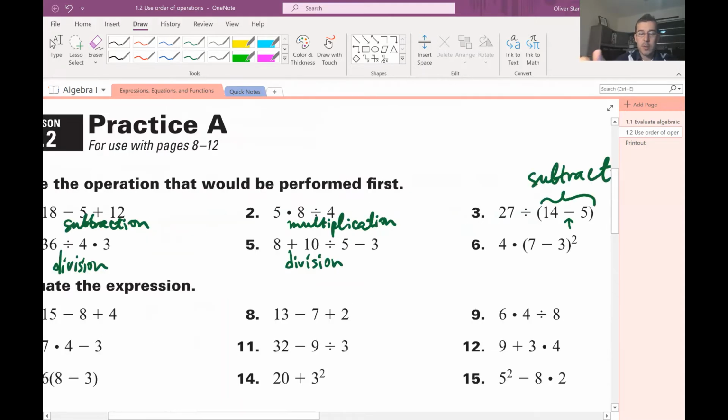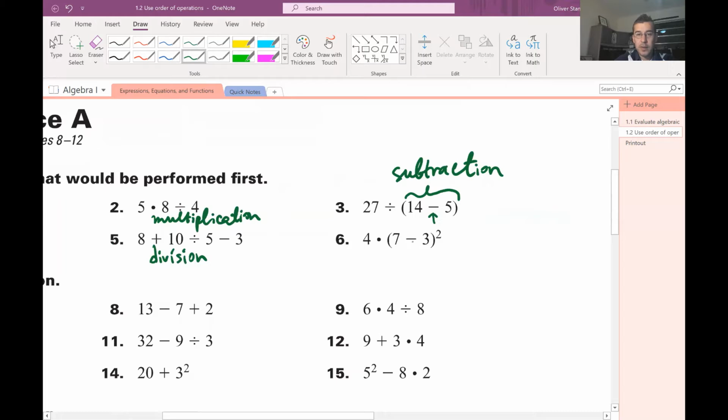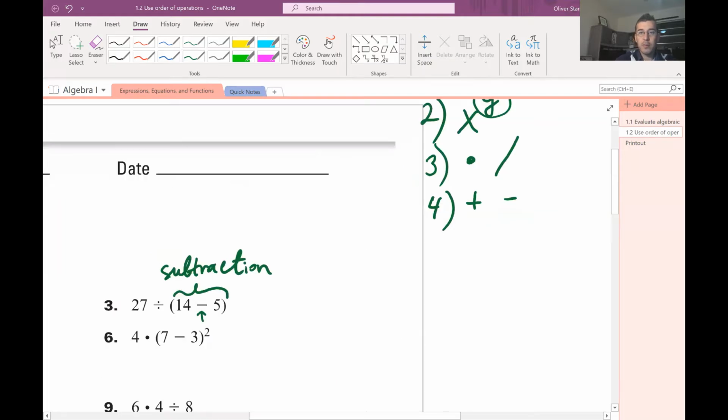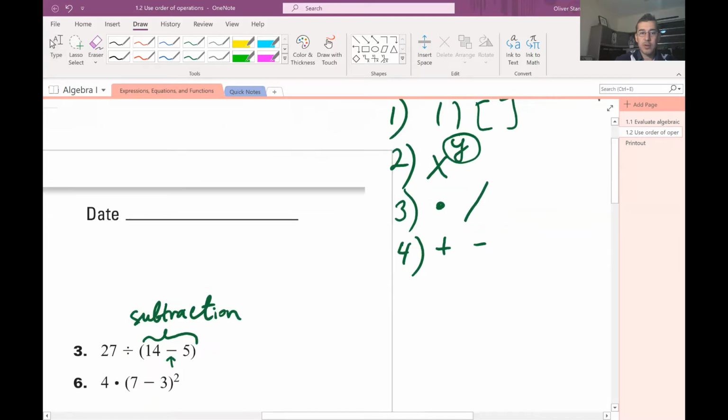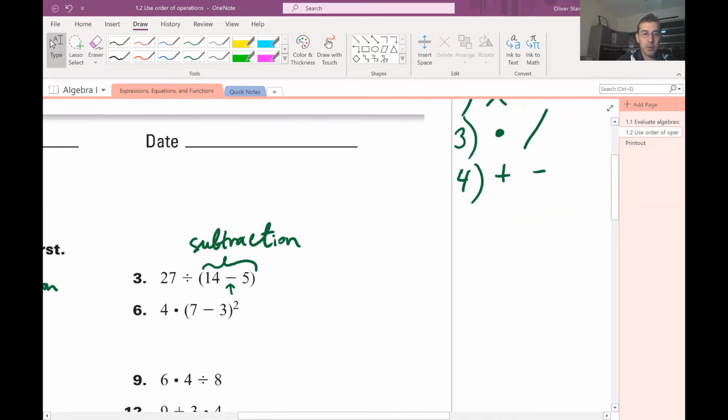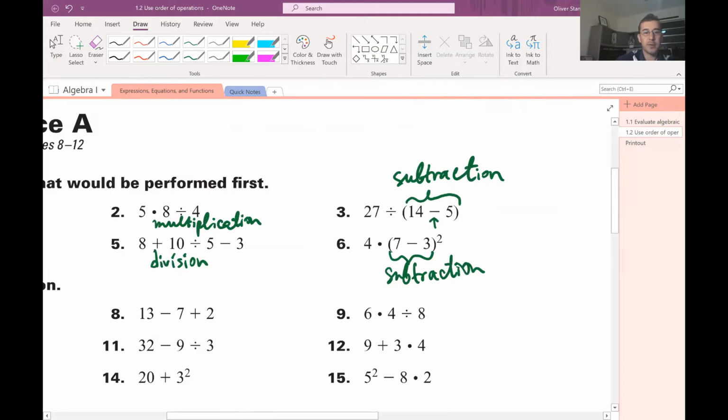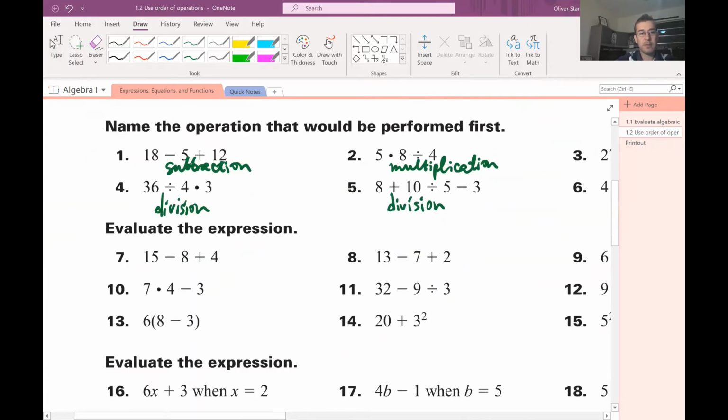Number 6, we have multiplication, subtraction, parentheses, and a power. If you look at the order of operations, we do the operation within the parentheses first. So that would be this right here, subtraction. So it will be 7 minus 3. That's the first operation that we do. And then we do the powers, and then we do the multiplication. That's 6.